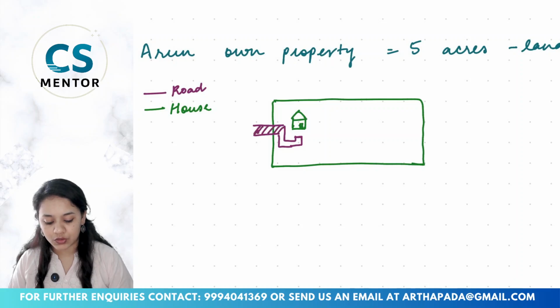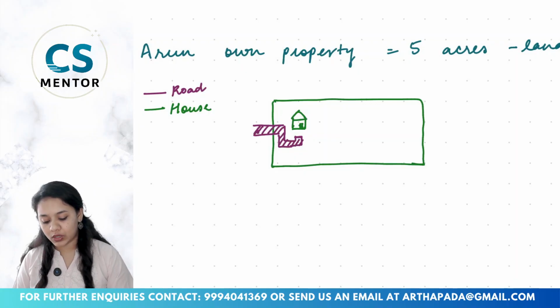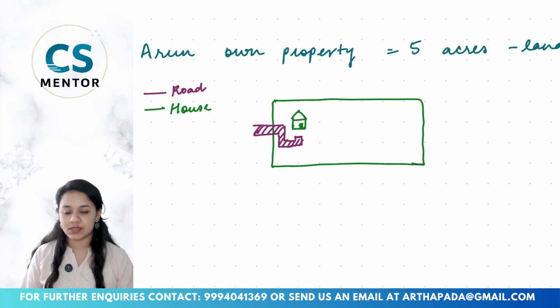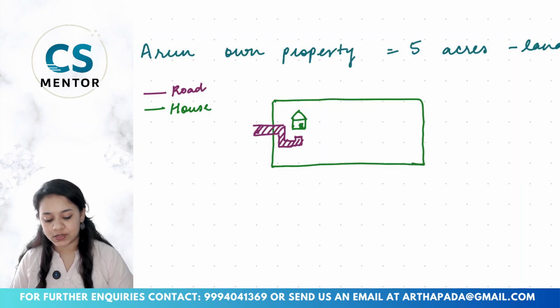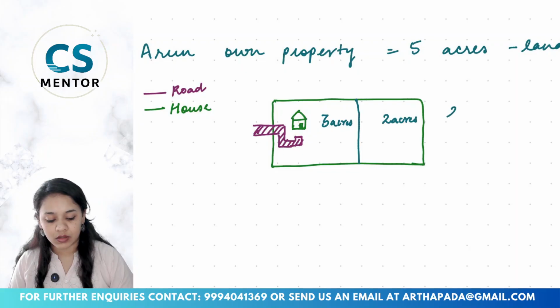Now, for whatever reason, Arun wishes to sell a portion of this property, and what Arun does is he subdivides this property into two parts. When he subdivides the property, he divides it into a portion which becomes 3 acres, and this becomes 2 acres of land. Okay, and this 2 acres is sold to Baskar.